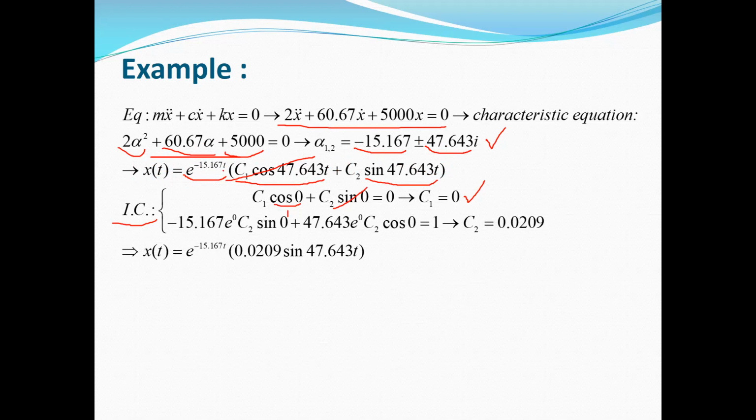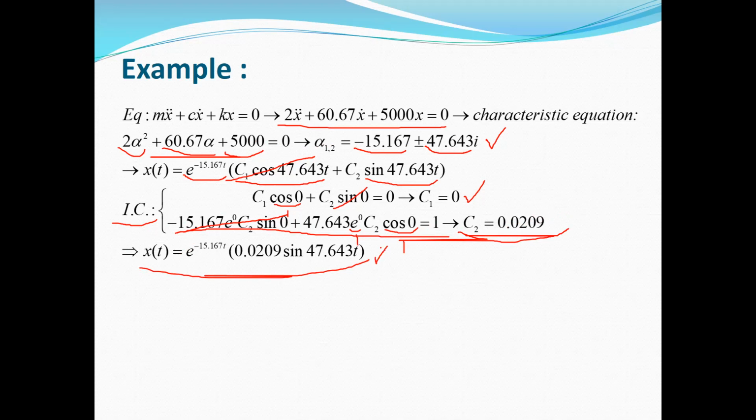It will be the derivative of the exponential term multiplied by the sine function, plus the derivative of the sine function multiplied by the exponential term. So we will have this term, and then we substitute t equal to 0. We will have sine 0, so this term will be removed. It's 0, but this term is cosine 0, which is 1. So it will be 47.6 times exponential 0, which is 1, times c2, equal to 1. So c2 can be obtained, and it's equal to 0.0209. And when you substitute here, you can obtain that the response x(t) is equal to this term.